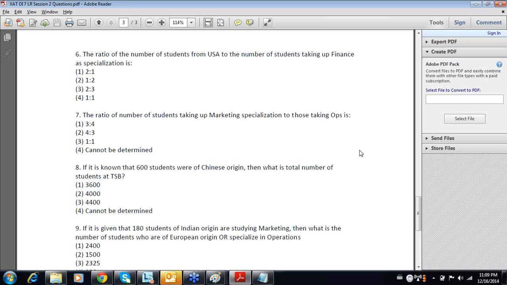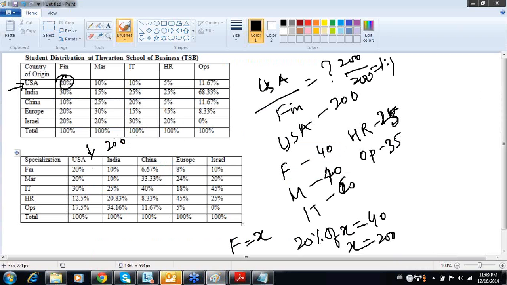Okay, then I'll move ahead. The ratio of number of students taking up marketing specialization to that of ops. So obviously that we cannot actually calculate, because how can you calculate? There are no values given here. So in this table itself, how can we calculate between marketing and ops?